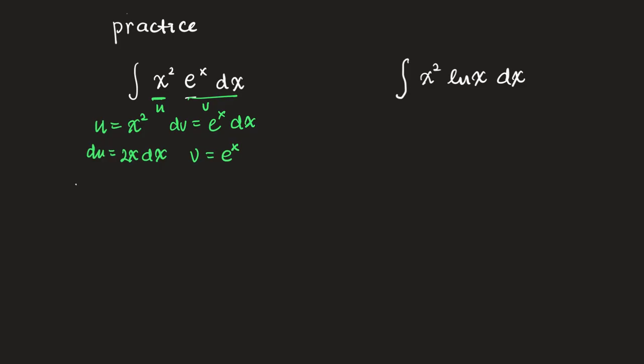Now, this one is uv. So x squared e to the x minus the integral v du, e to the x times 2x dx. Oh, we still have trouble with this part, all right? So what do you have to do? Can you do the substitution method? No. So you have to rearrange this one more time.